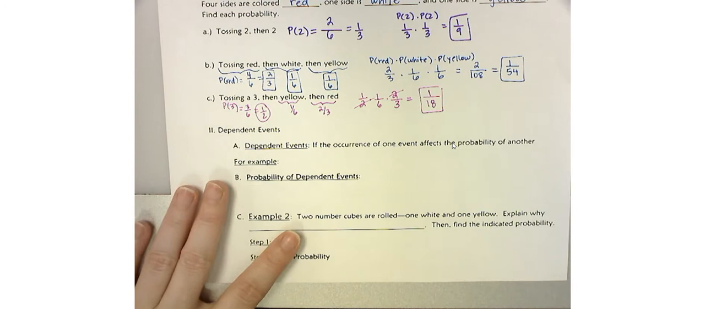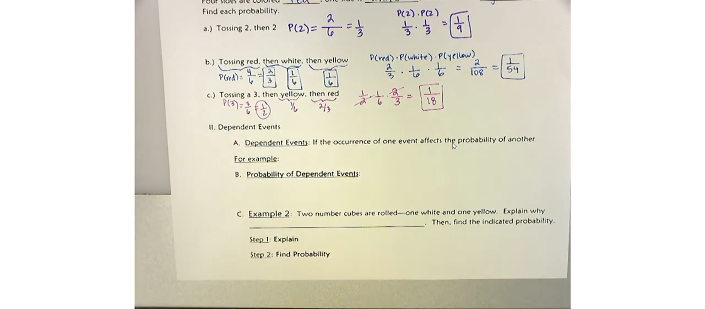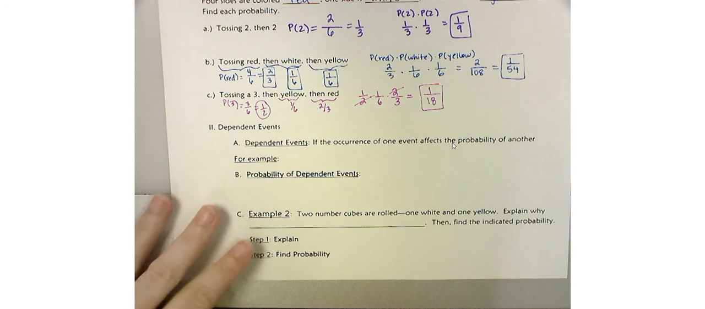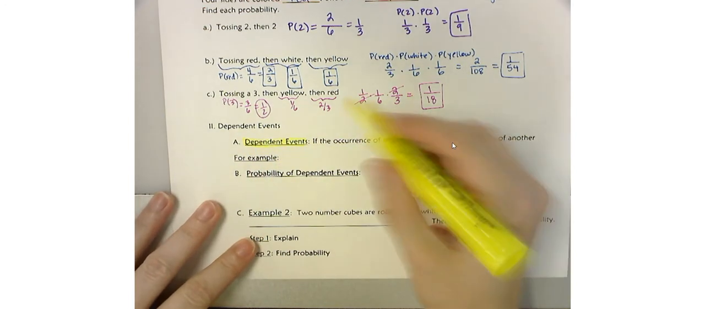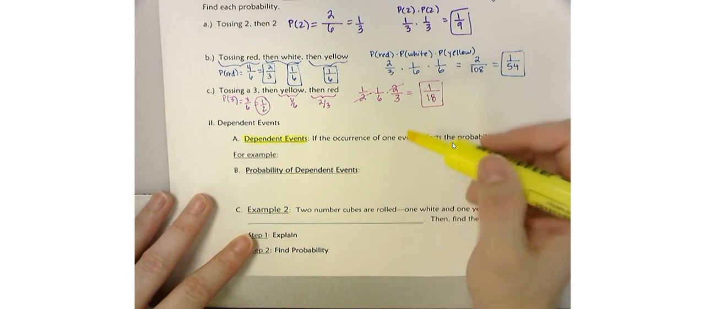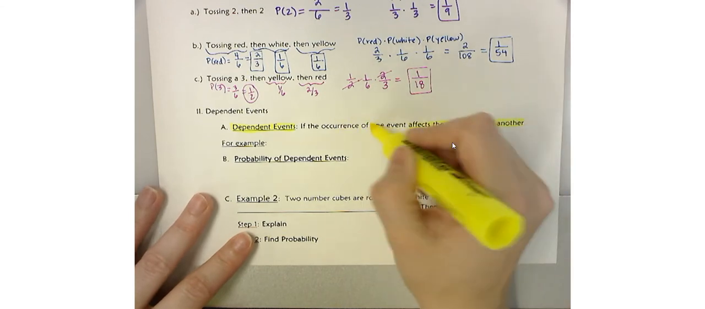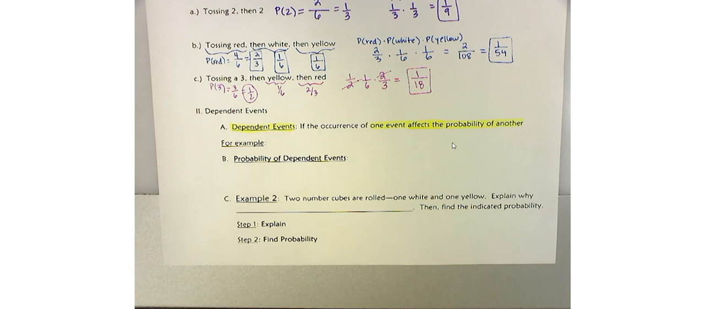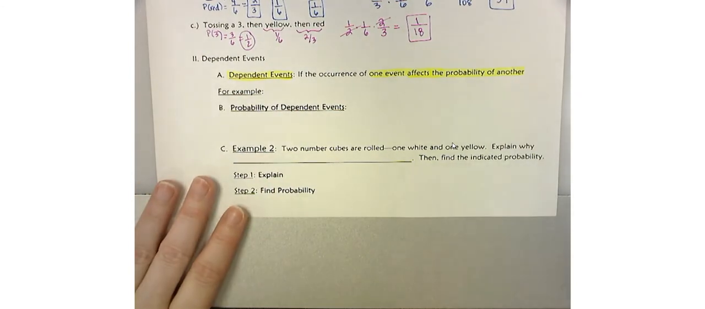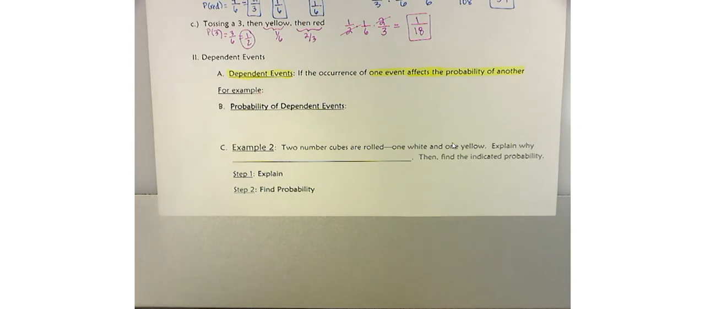All right, now let's look at dependent events. So dependent events is if the occurrence of one event affects the probability of another. So one event affects the probability of another. Okay, so an example of this would be if you are pulling marbles out of a bag, a very common occurrence.